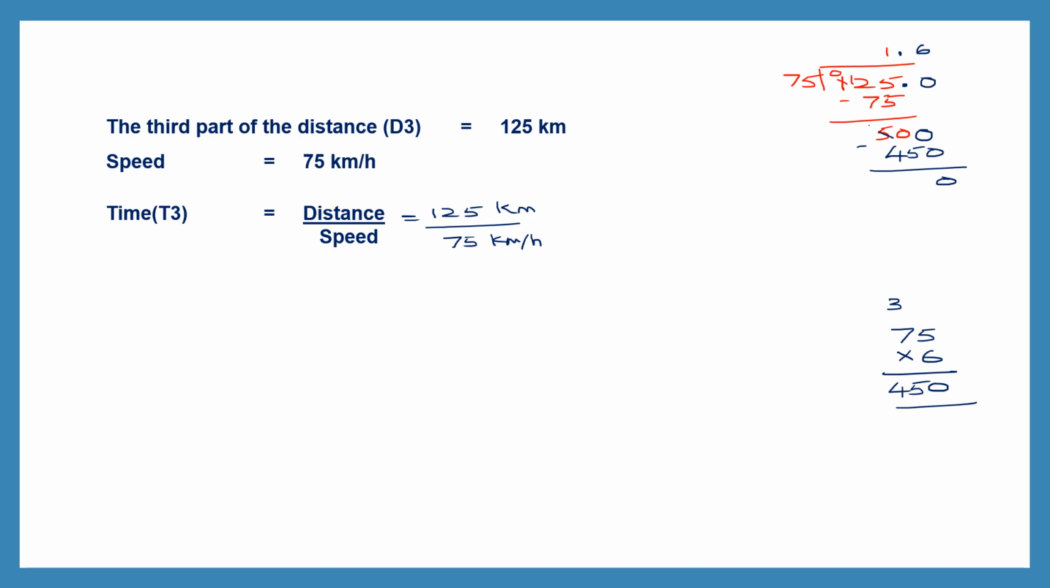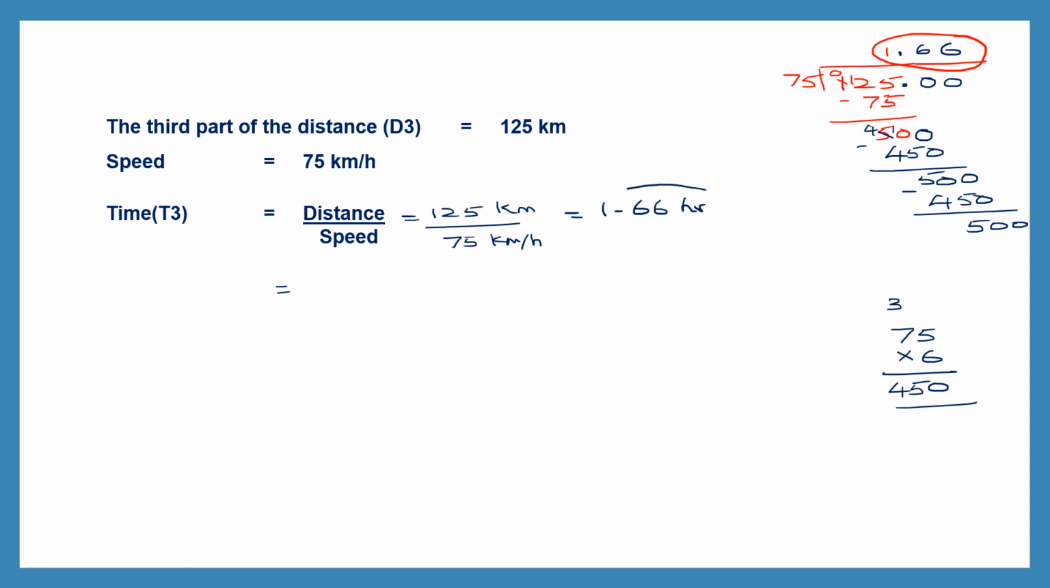So here again we borrow. 10 minus 5 is 5. Now continue the division by putting a 0 there. Bring that 0 down and continue the division. You will find that again 75 into 6 is 450. If you subtract this, again you're going to get 50 and again this division will go on. Again it's a non-terminating decimal. So we're going to leave it at this. So the time will be 1.66 hours. So we have found the time for the third part also.